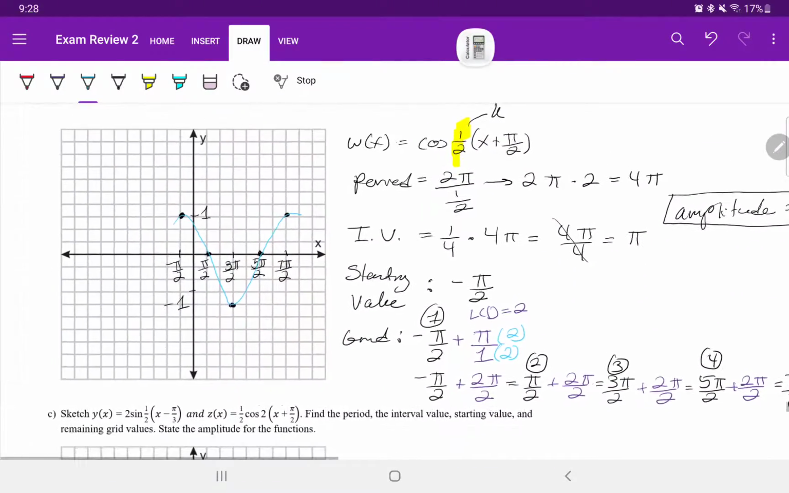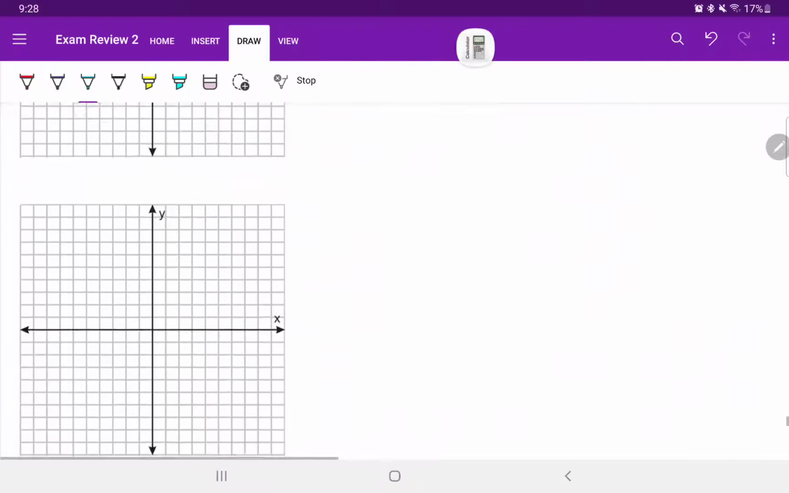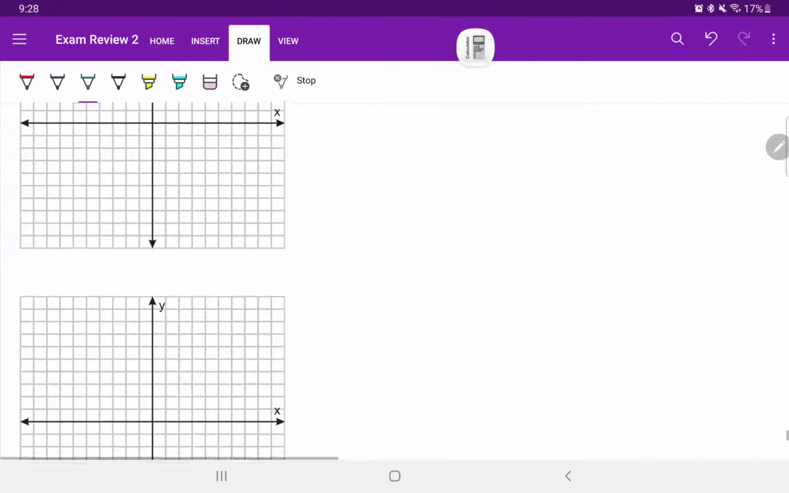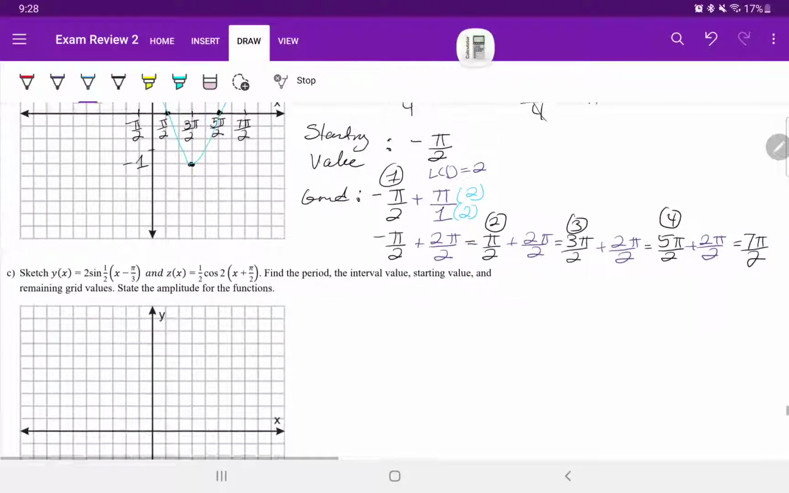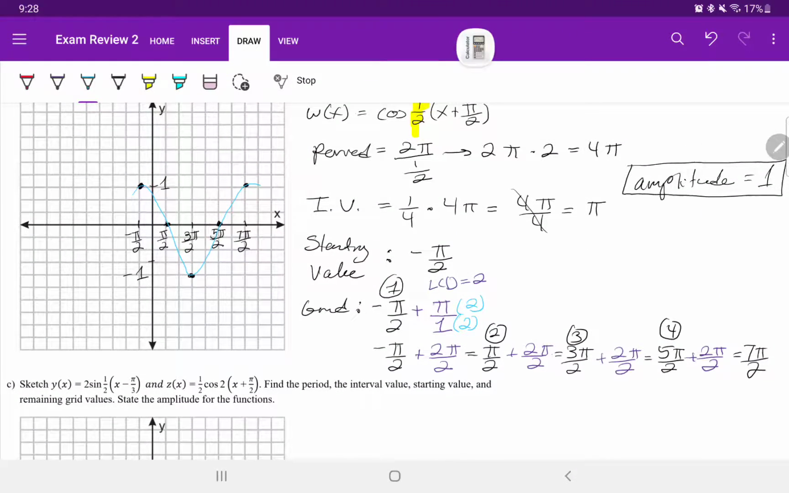Now, for the next part, C, D, right? Well, C and D. I'm going to skip a little bit of steps when it comes to finding the period and stuff like that. Hopefully, we have a good understanding on how to do that.